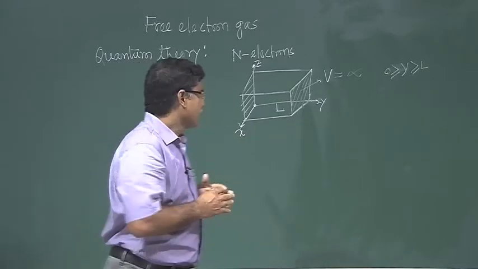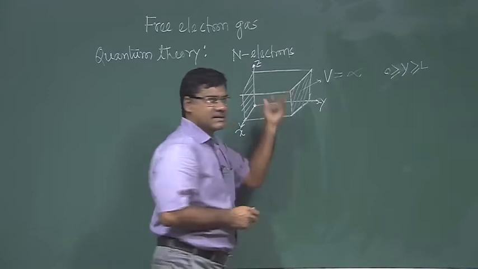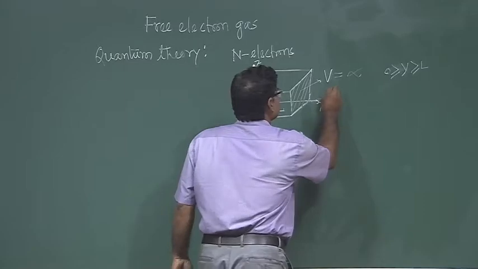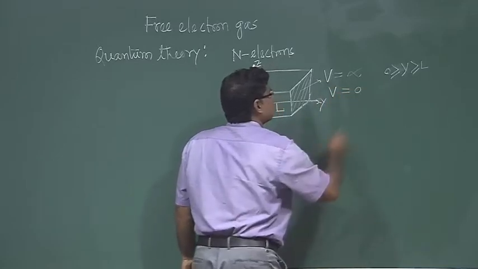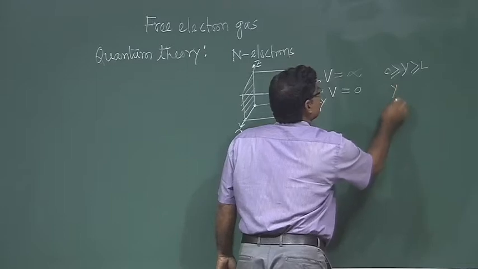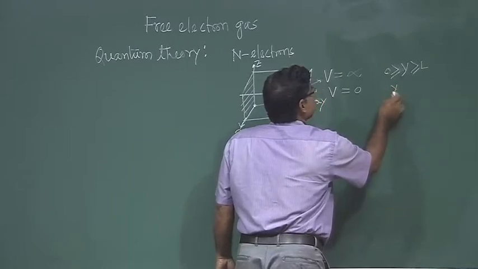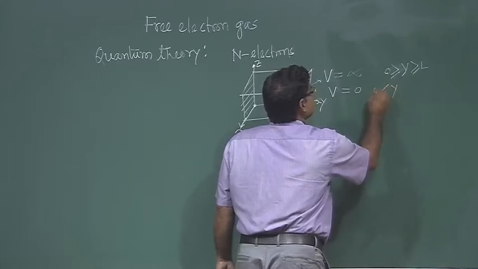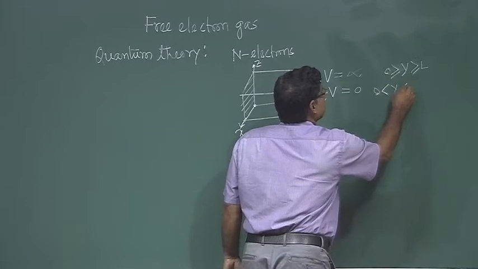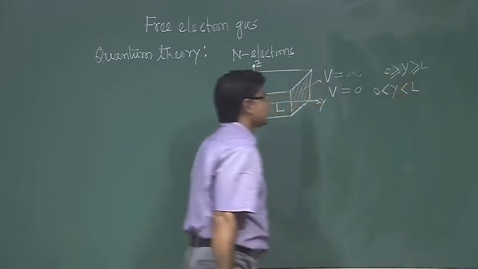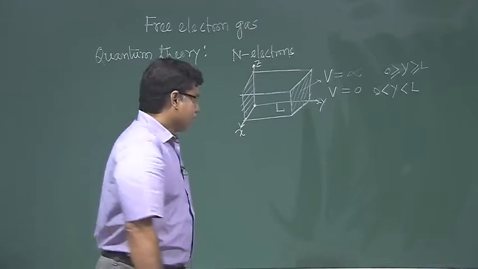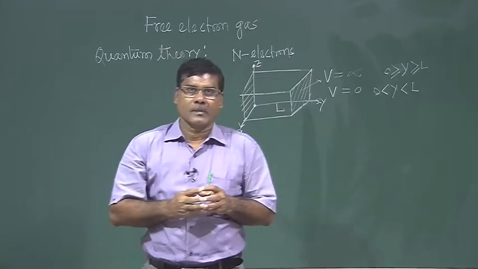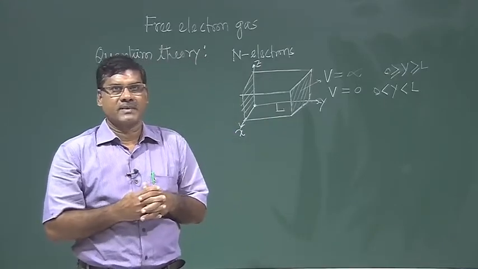The potential is infinity there, but since the electrons are free inside the box, the potential is considered to be 0, V equal to 0, for x greater than 0 and less than L. If we consider just one dimension, later on we can generalize to 3 dimensions.